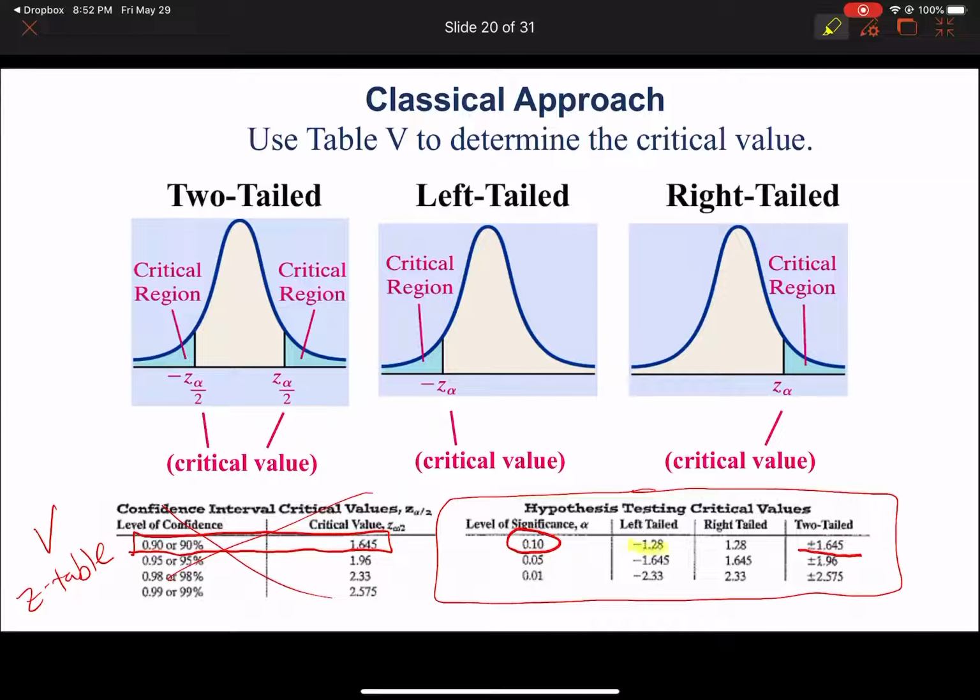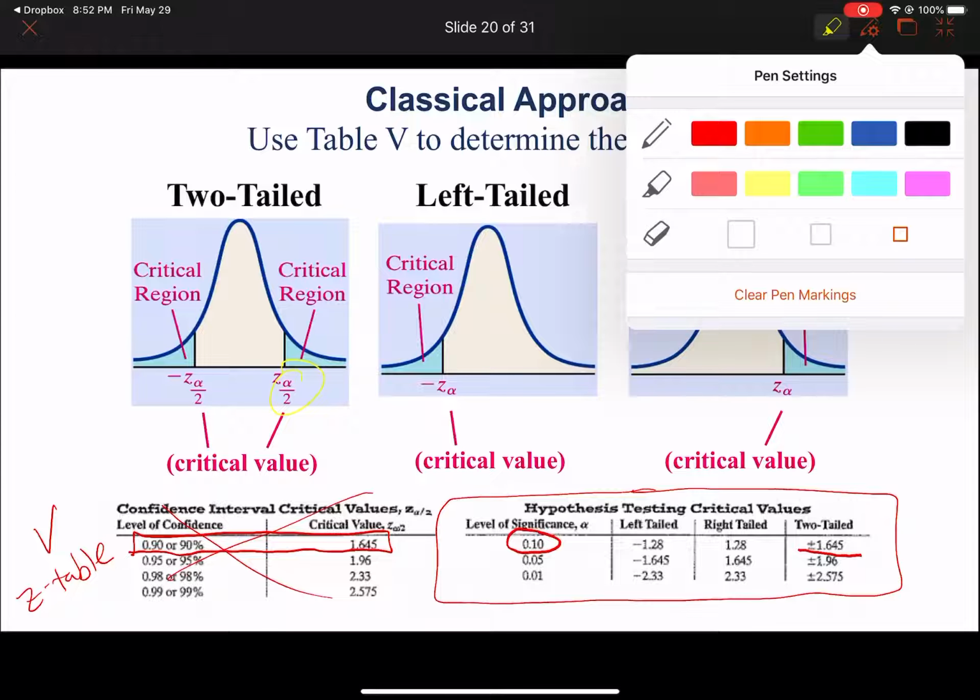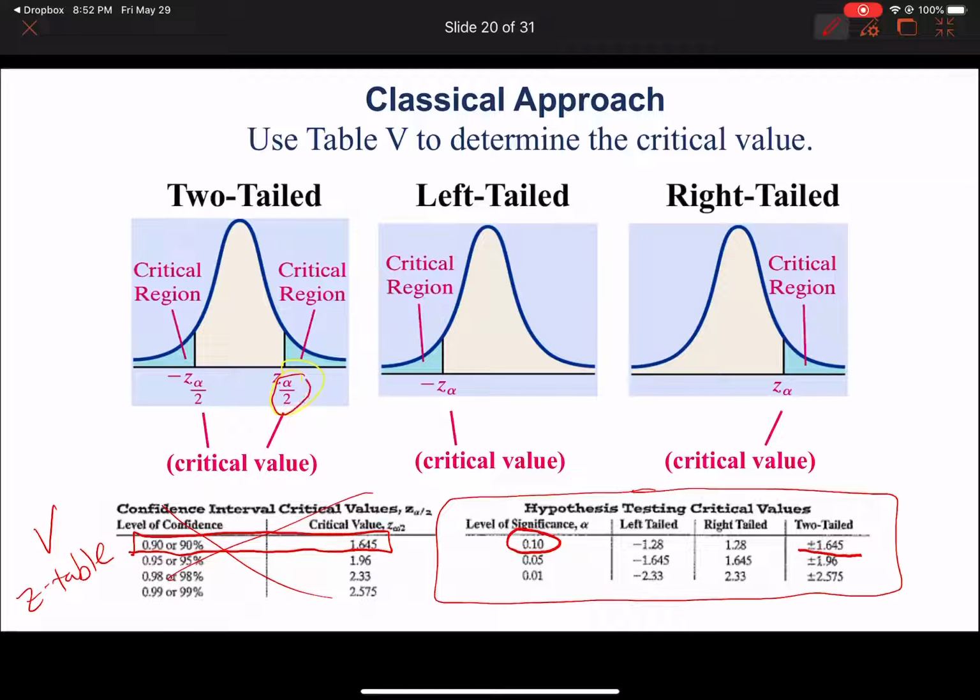The reason that it is different with the left-tailed and the right-tailed is because, remember, using our confidence intervals, we always cut that alpha in half. Well, on our left-tailed and right-tailed, we don't cut them in half, only on a two-tailed. On the left-tailed and right-tailed, you are not cutting it in half.